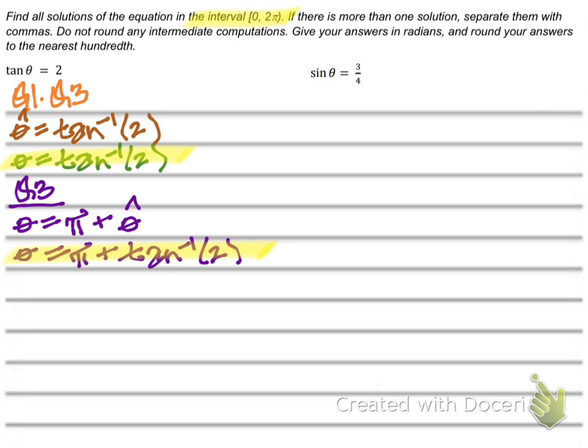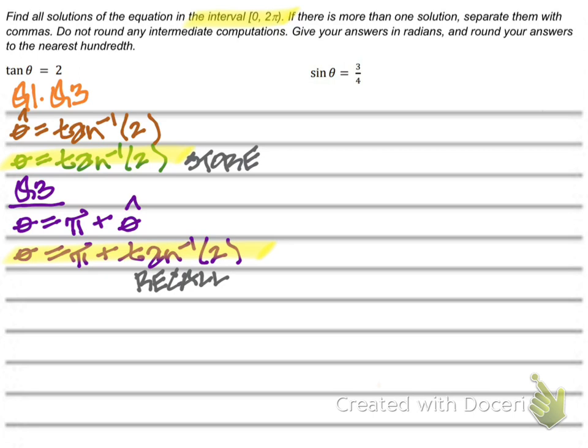When I talked about store and recall, what you can do on your calculator is type in the inverse tangent of 2, hit enter, and click store. Once you store that answer, when you need it again for pi plus, you just do pi plus recall, and it'll pull that answer back up. That way you don't have to type all that in again. So those would be your two answers when you put them in the calculator. Now this does say from 0 to 2 pi, so we want to be sure that we're in radians.